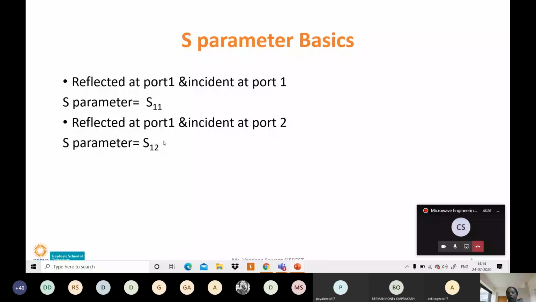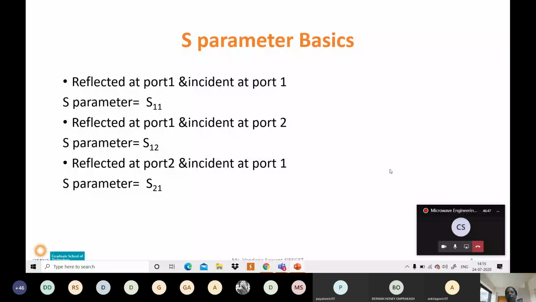Now if the reflected signal is at port 2 and incident signal is at port 1, what will be the S parameter? S21. Yes, right, it's S21. Okay, all of you have written this one. Now we will move to the next situation. That is, reflected signal is at port 2 and incident signal is at port 2. So what will be the S parameter for this one? S22. Right, very good.